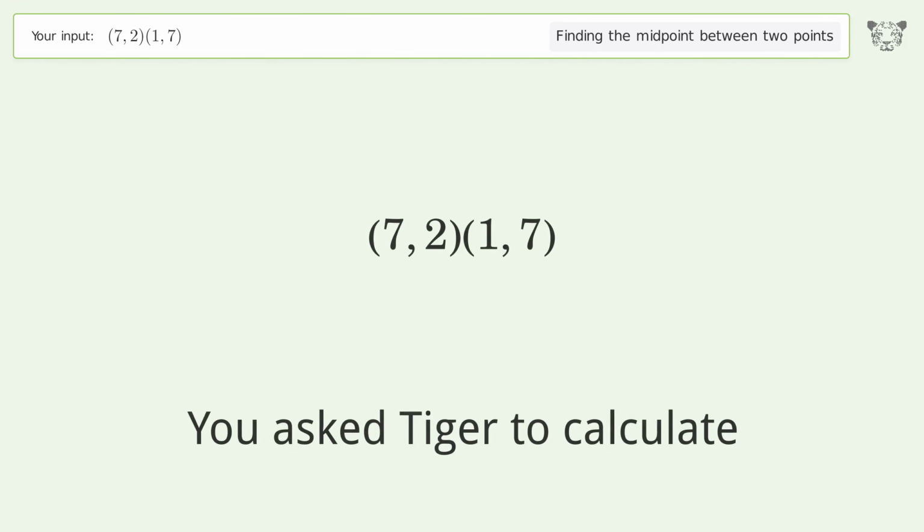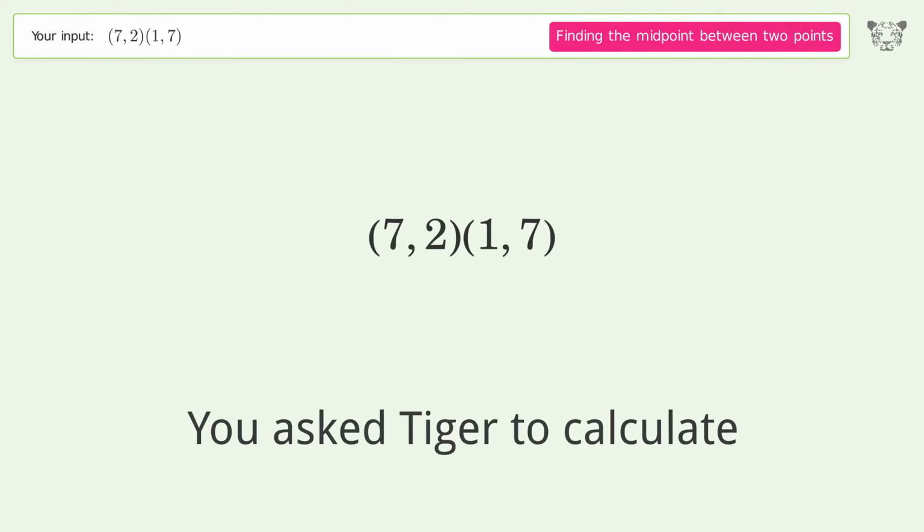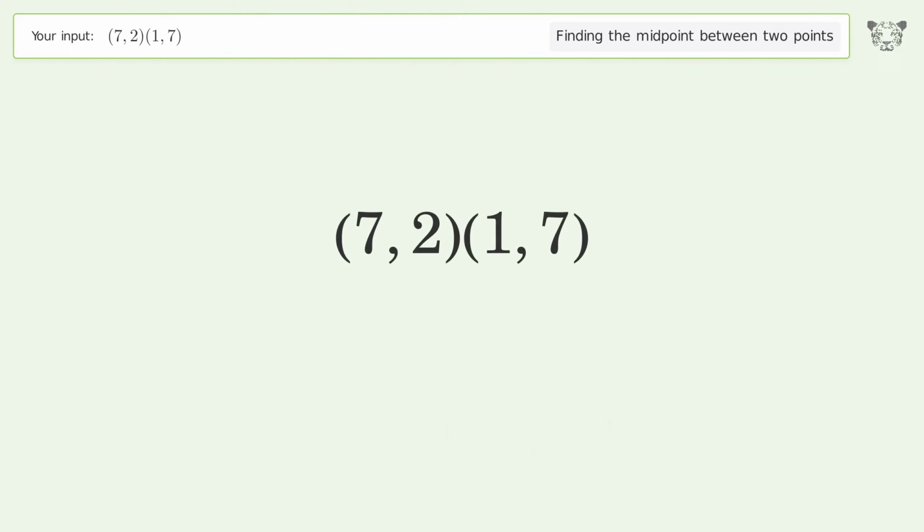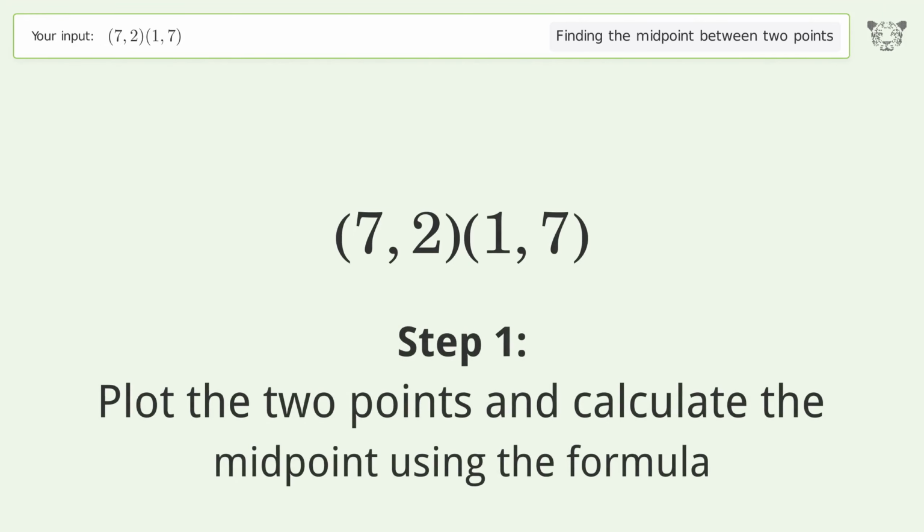You ask Tiger to calculate. This deals with finding the midpoint between 2 points. The midpoint between the 2 points is 4.5. Let's solve it step by step. Plot the 2 points and calculate the midpoint using the formula.